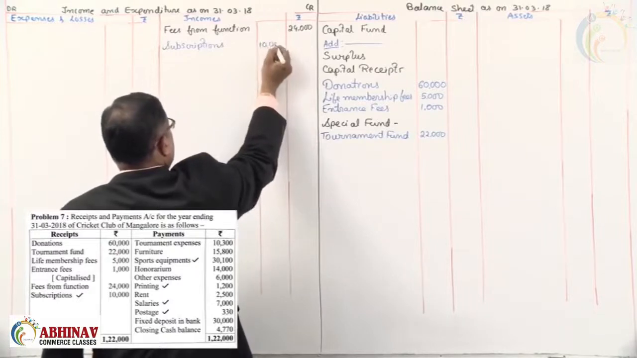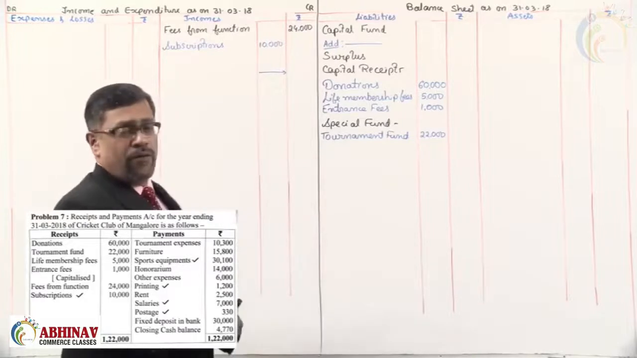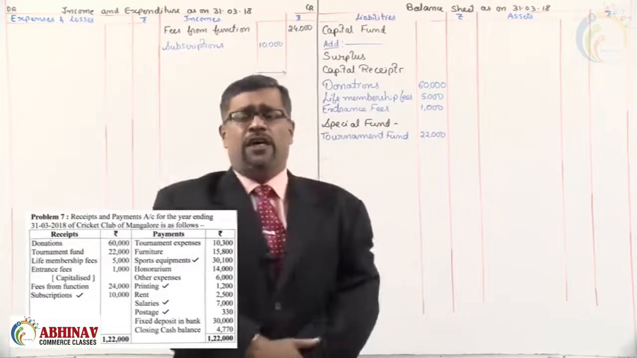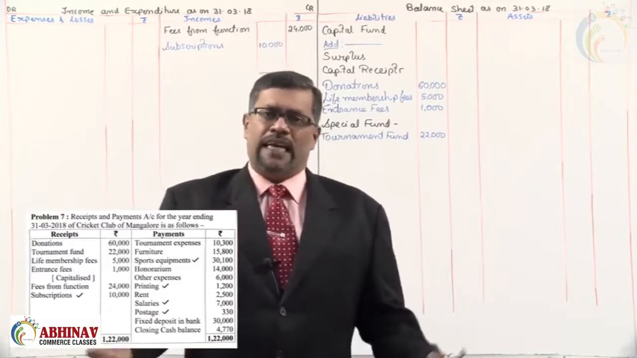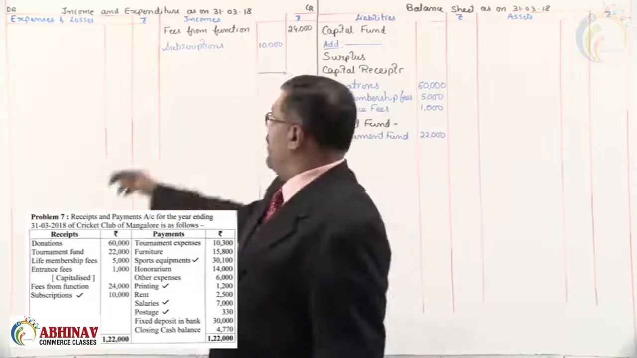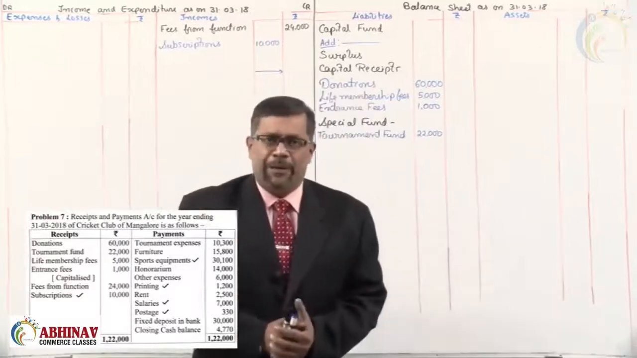Subscriptions 10,000. We'll take it in the inner column because most of the time there is an adjustment on a subscription. So if there is an adjustment, that can be adjusted there. So we'll leave a couple of lines for the adjustment to be done. Let us check the payments now.